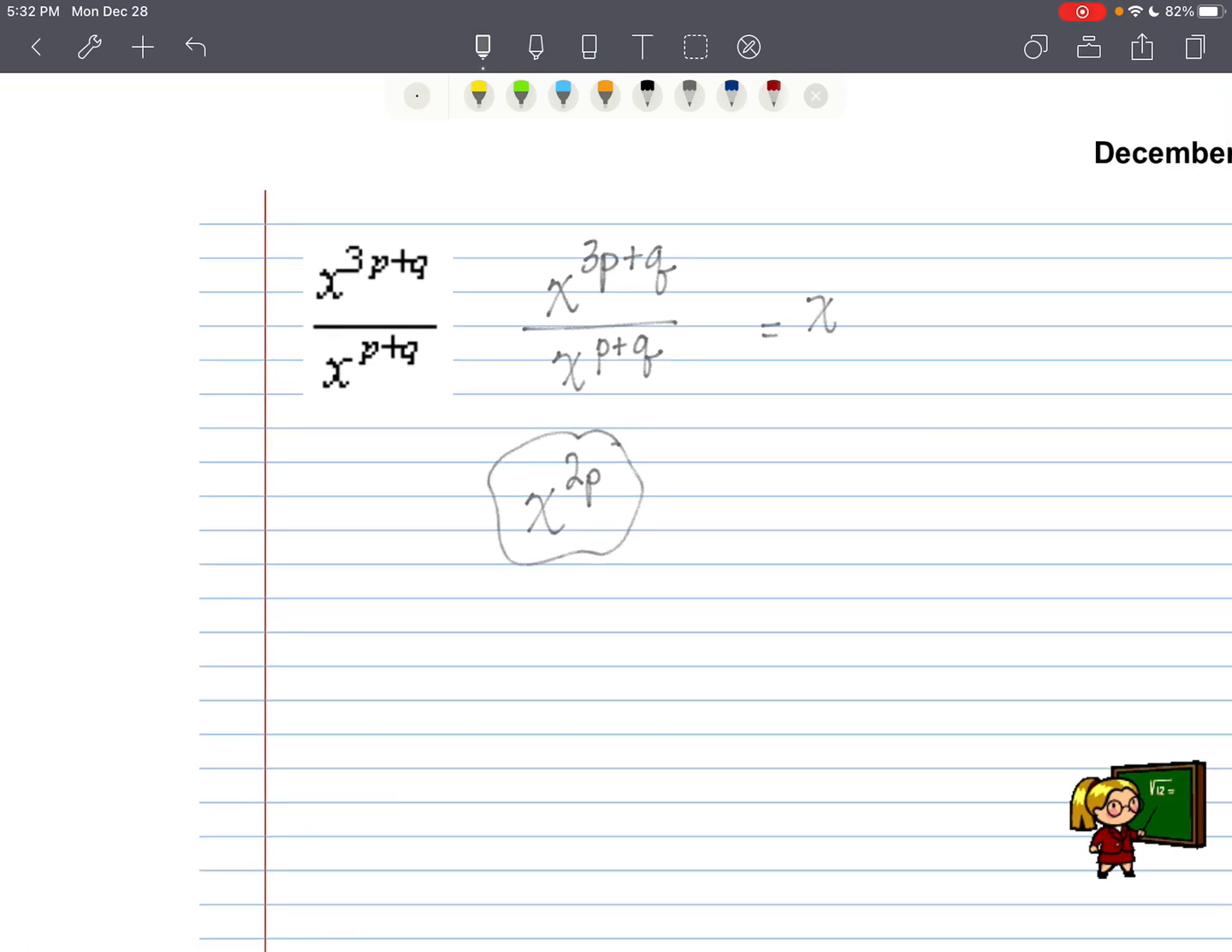Same base, so we retain that base. We subtract the exponents, the numerator minus all of the denominator. So minus p minus q. The q's canceled, and 3p minus p gave us just the 2p, giving us x raised to the 2p power.